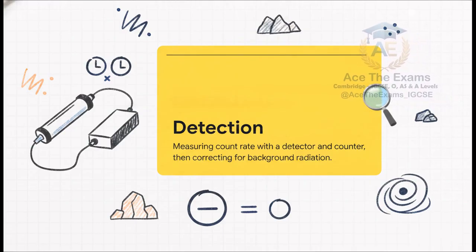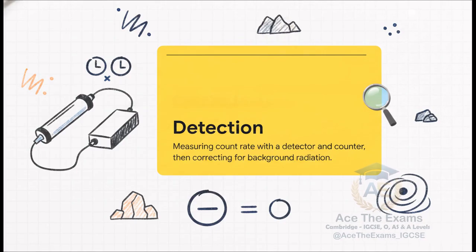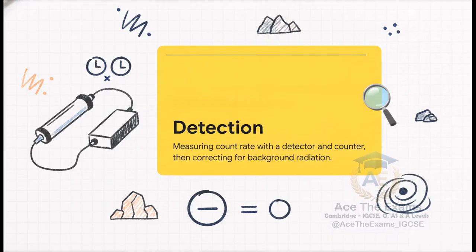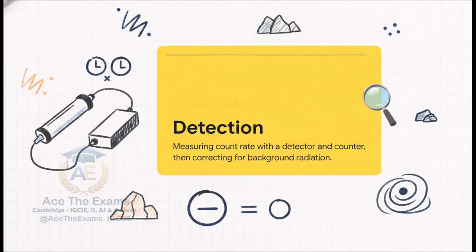Now, pay incredibly close attention to the units here. This must be expressed in counts per second or counts per minute. But here is the critical point. This is the exact step where thousands of students drop an entire grade boundary. You must correct for the background radiation itself.